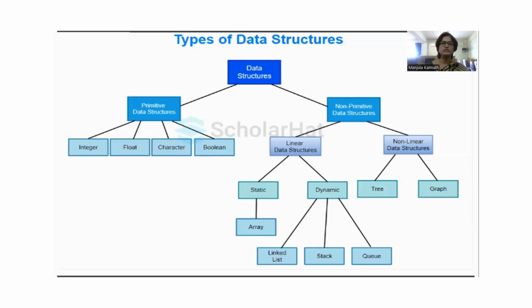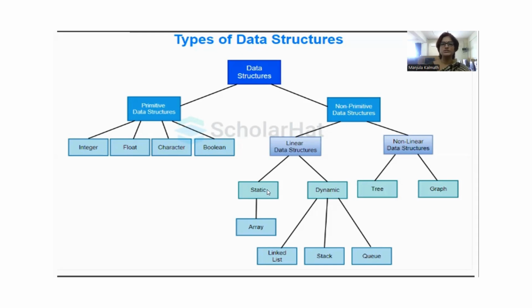Hello everyone. In this lecture, I am going to explain about the classification of the data structures. In the previous video we had discussed the basic classification of data structure: primitive and non-primitive. Examples for the primitive data structures are integer, float, character, and Boolean. Non-primitive is further classified as linear and non-linear data structures.